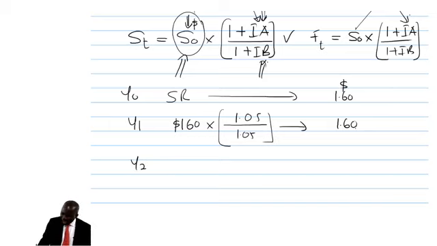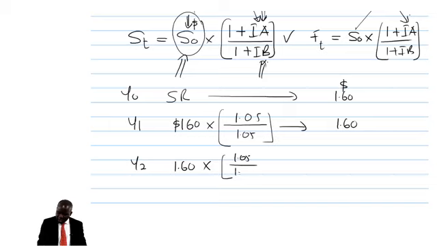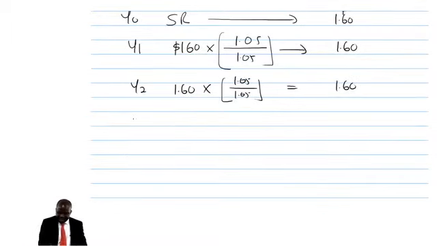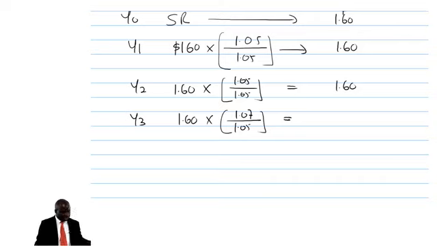Year 2, I bring the year 1 of 1.6 multiplied by year 2. US inflation is still 5%. UK inflation is still 5%. I will have 1.6 again. Year 3, I bring the year 2 figure of 1.6 multiplied by year 3. US is 7%, 1.07. UK is still 5%, and the figure is going to change. How much is it going to change for? And then that is going to give 1.63.